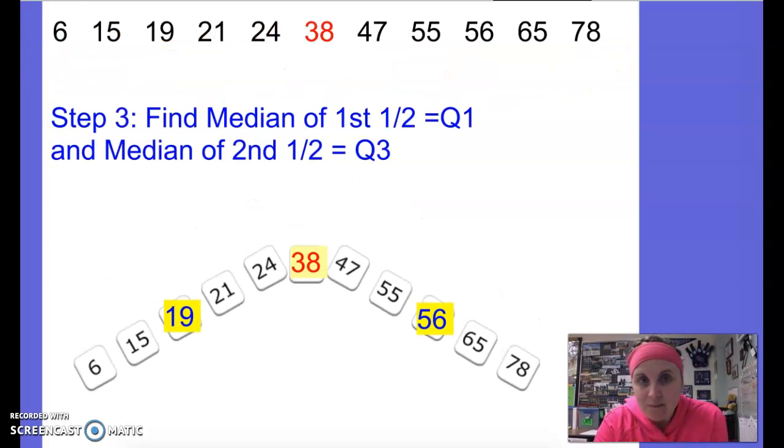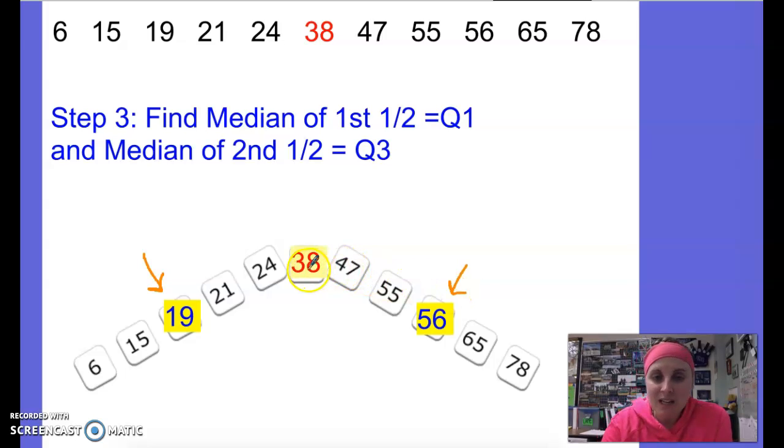After you find the median, you have to find the median of the first and second half. So here, again, that middle was 38. We have 5 below it. We have to find the middle of that half. So 19 is the first quartile. And after the 38, there are 5 entries. So 2 and 2 make the third quartile 56.